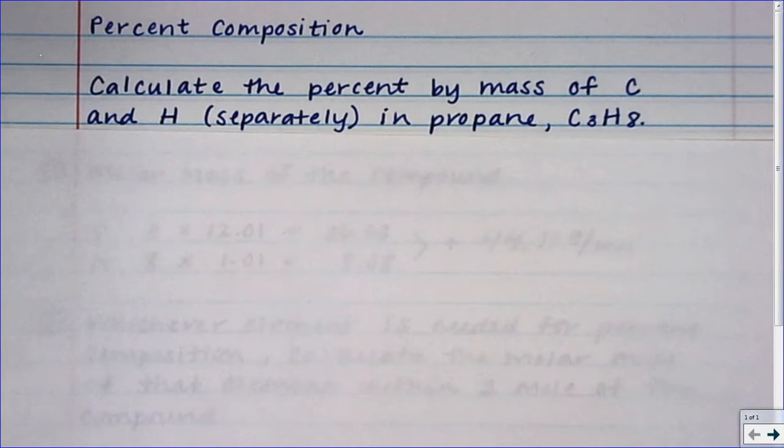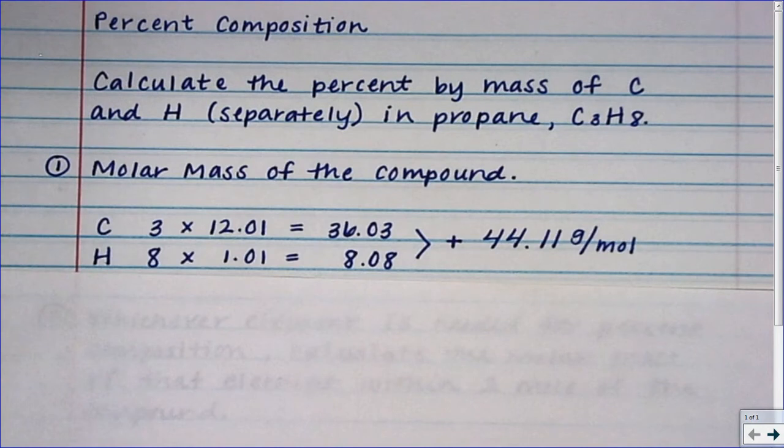It starts out with calculate. So reading through that, it says calculate the percent by mass of carbon and hydrogen separately in propane, which is C3H8. The first step we need to do is figure out the molar mass of propane. For the molar mass of our compound, we have to break it apart. I'm not going to go over all the steps, but the molar mass of this propane compound is 44.11 grams per mole.